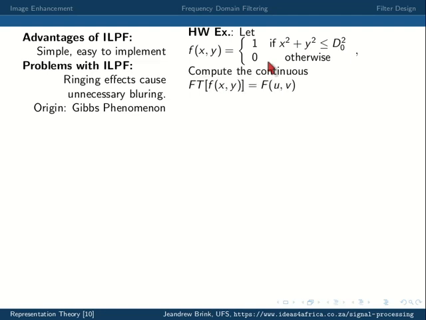Okay, and so if you draw the radial profile of that function, can you just put it on the board? Suppose you have an ideal low-pass filter and you take a cut through it. From your origin you start at 0, at 1. Just draw F versus R.